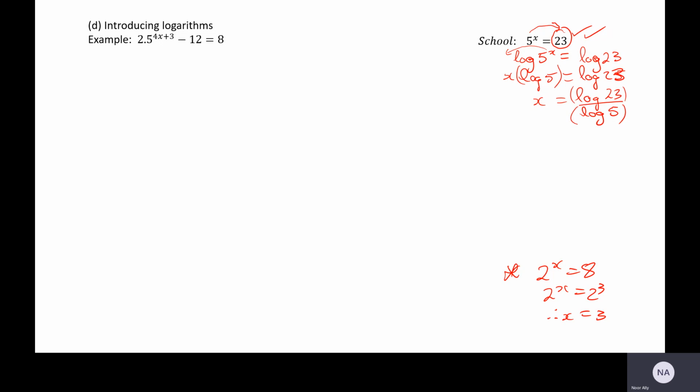So here we introduce logarithms. However, before you introduce logarithms, I want you to isolate the index. So what do I mean? See that part there, that's 2 times, right?